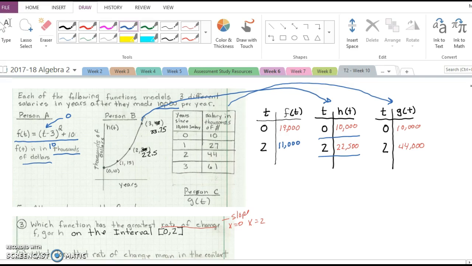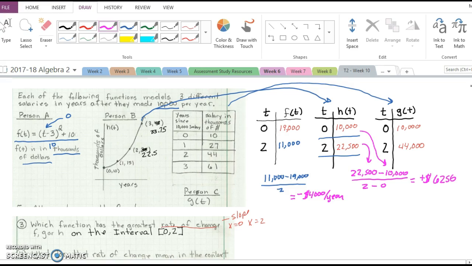And so now to find average rate of change, we're just going to do rise over run. First case would be 11,000 minus 19,000 all over 2. But that just means that they've lost $4,000 each one of those years on average. The next case, we've used y2 and y1 and found that we have made a positive $6,250 per year. And in G of t, the last case, we've made $17,000 per year.